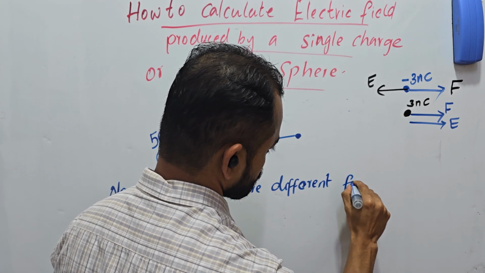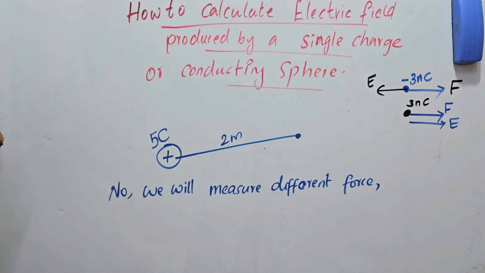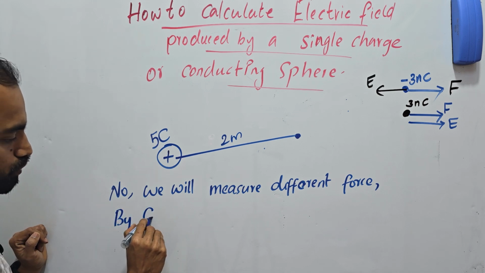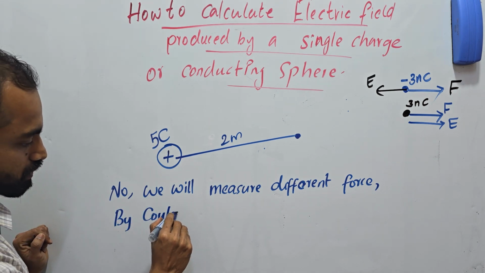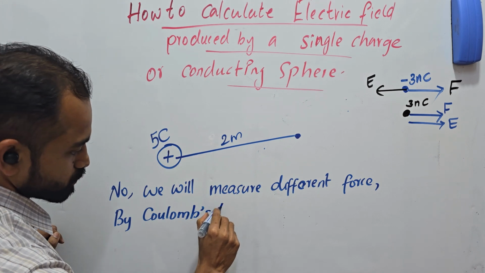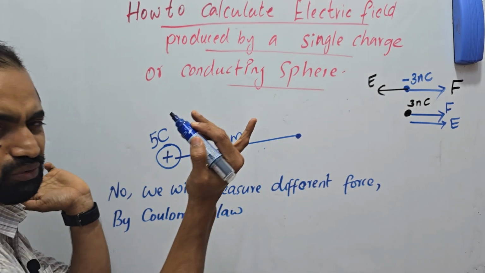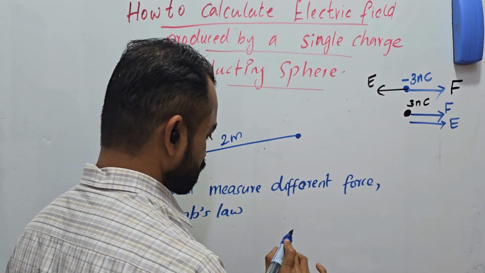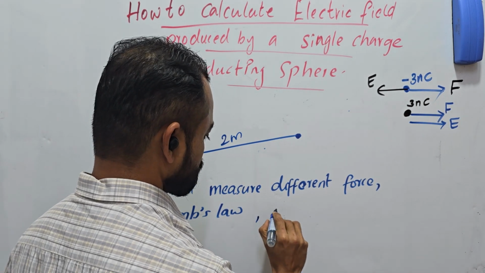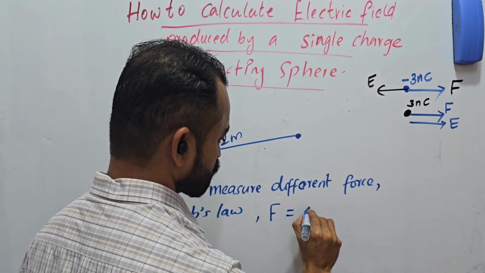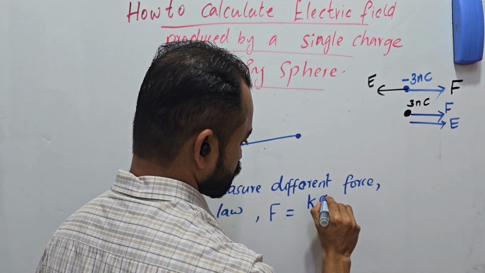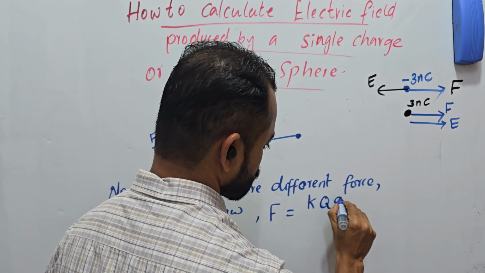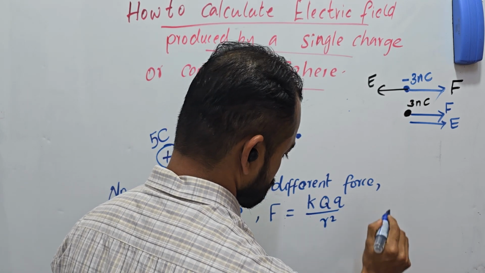We will measure different forces. Okay, so I will write by Coulomb's law. If you write according to Coulomb's law, done, the answer is finished. By Coulomb's law, force is equal to K into Q1, or we will write K into Q divided by R square.